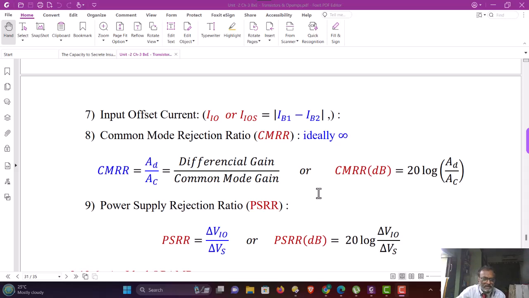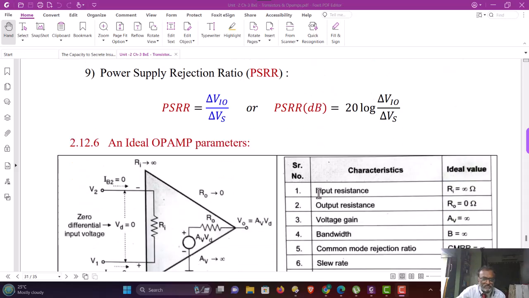The ninth parameter is power supply rejection ratio, denoted as PSRR. We have seen in the common source amplifier case, the output also depends on the power supply voltage. But since we assume that the power supply is constant, it doesn't contribute to change in the output voltage due to change in input voltage. Whereas all practical power supply voltages are not constant.